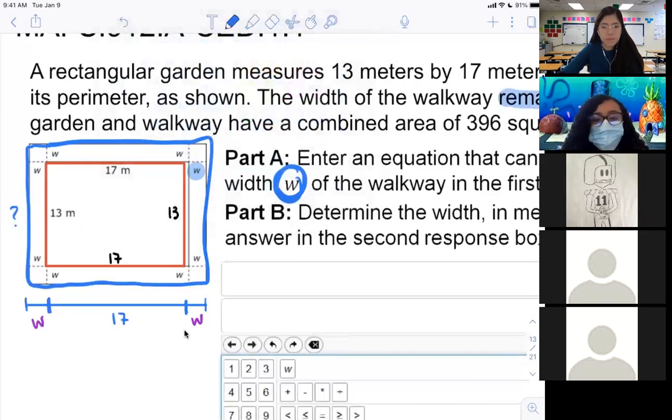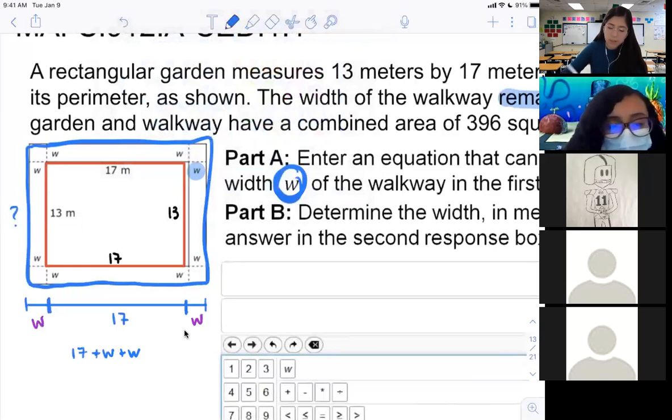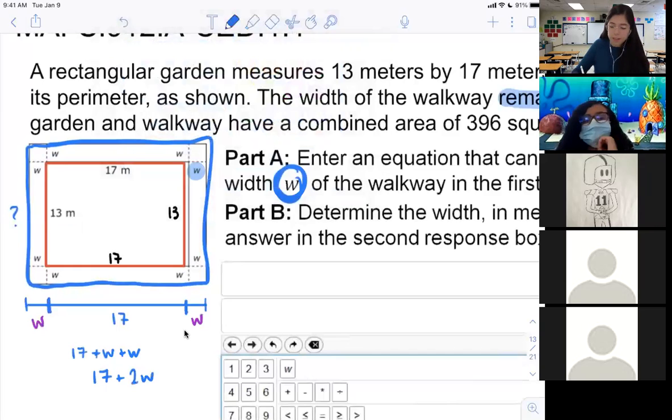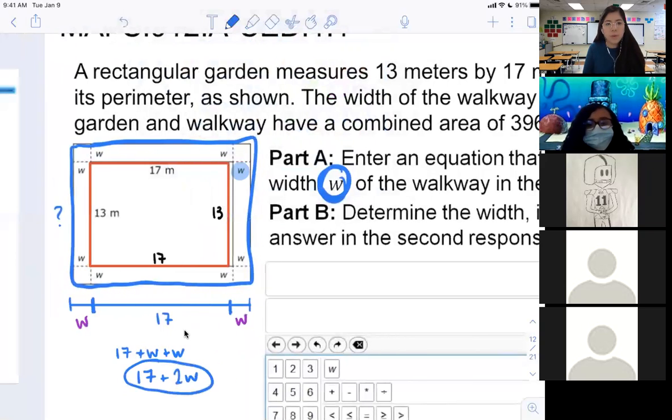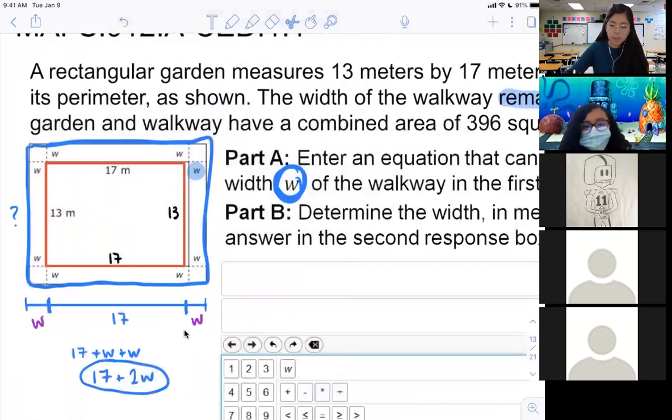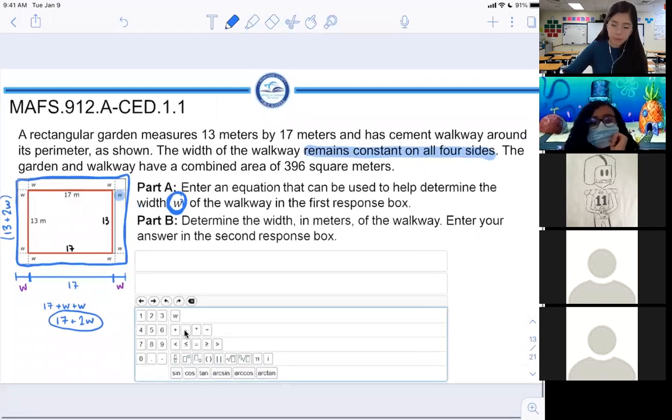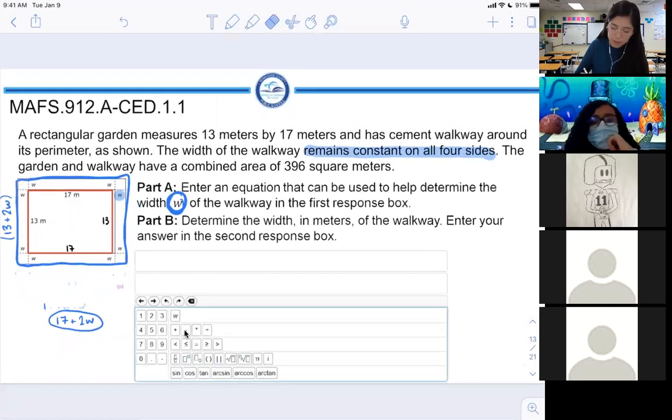17 plus 2W. Yeah, 17 plus W plus W, also said that in the chat, which is 17 plus 2W. That is the length of this rectangle. What would be the length, or not the length, but the width, using that same concept? What would be the width? 13 plus 2W. That's the width. Okay, so that's my length and that's my width. So let me go ahead and just move this up.